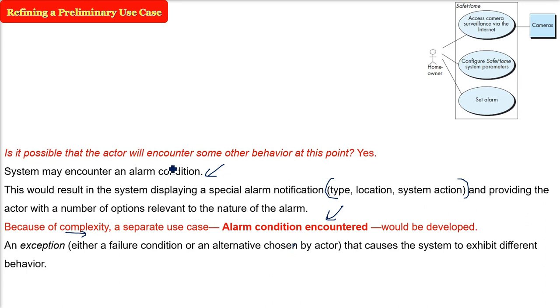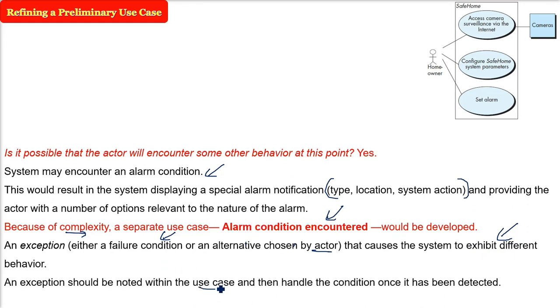So what we saw here we were calling an error. Now let us call it an exception. An exception is just that some condition failed, or the actor is taking some alternative path he has chosen. Once he chooses this, there is a different behavior of the system. That is an exception. So now we have to note the exception. We have to handle this exception, and then we have to write the alternative scenarios in order to handle the exception, or the problem, or the error, or the failure, or the alternative we have got after discussing this.